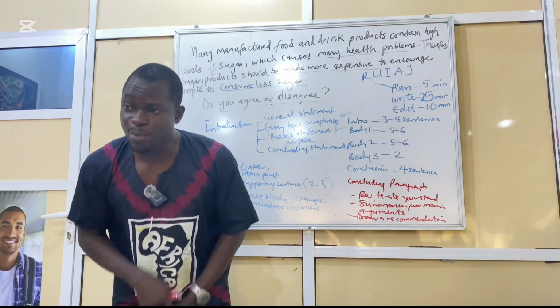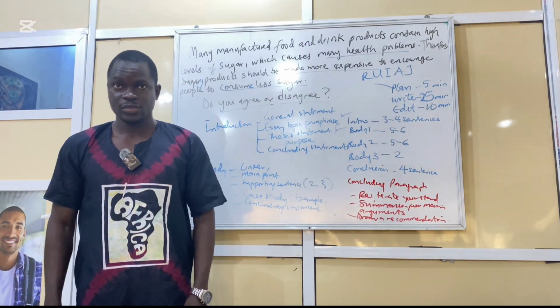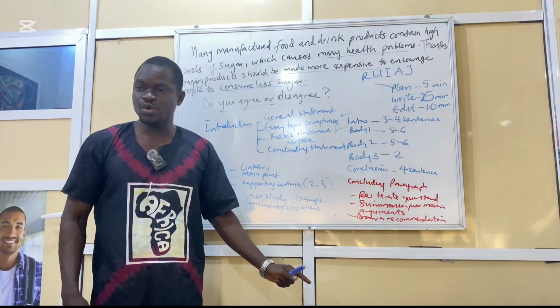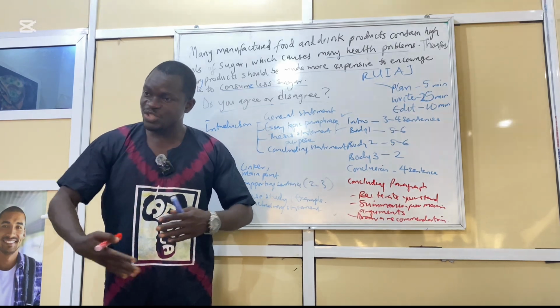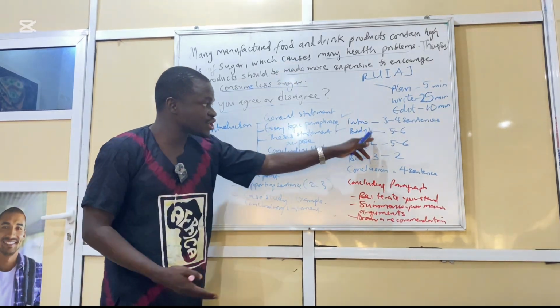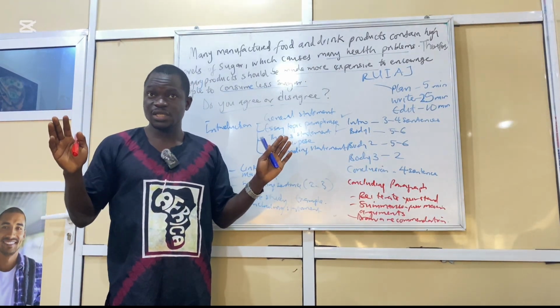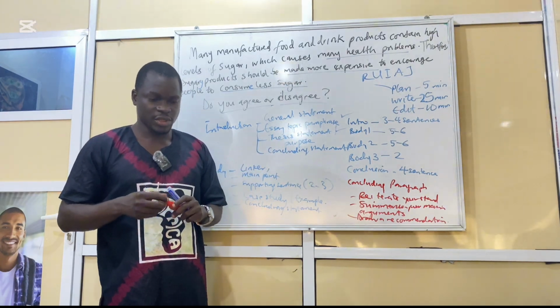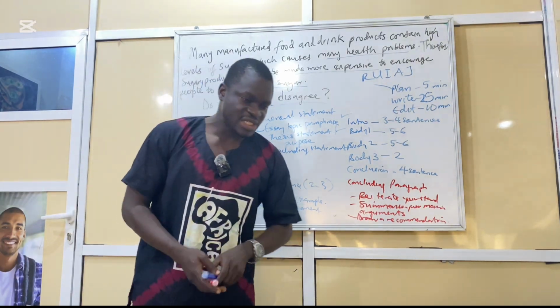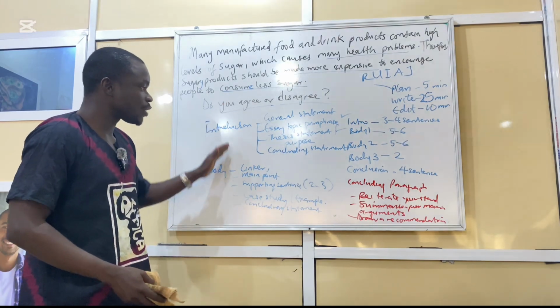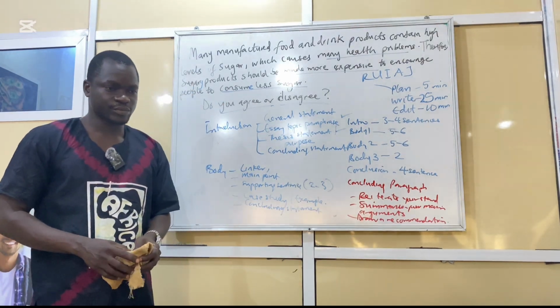Recommendation should not be another point, else you will forfeit your concluding paragraph. So in your concluding paragraph, don't start to raise another point that you have not raised in the body. Did you get that? Don't raise another point. Is that okay? Good. So this is the structure I'll be following now to write my own essay. Good.